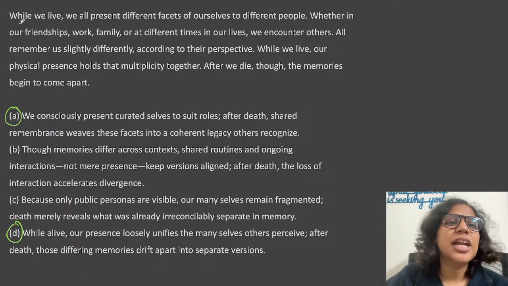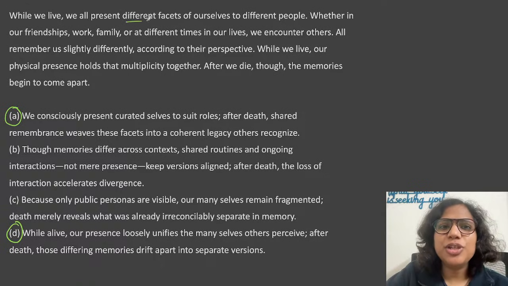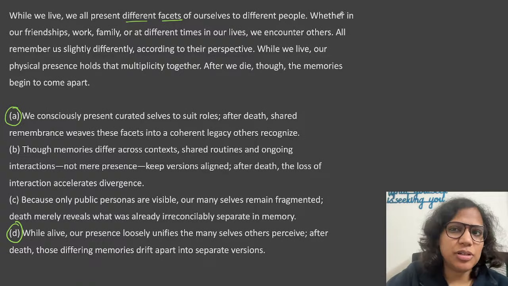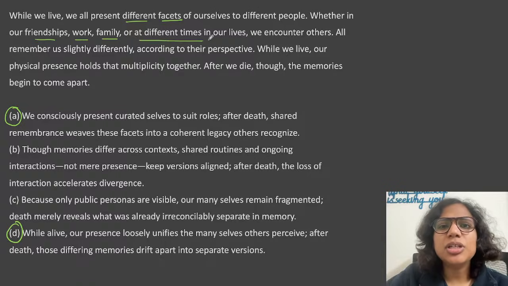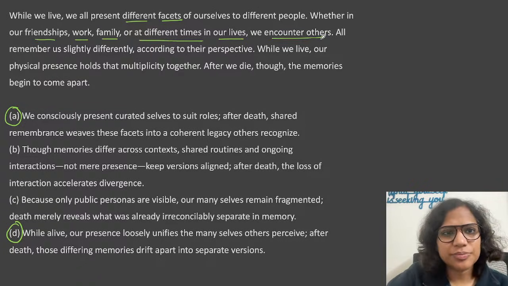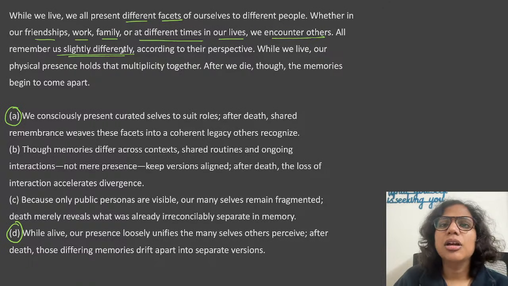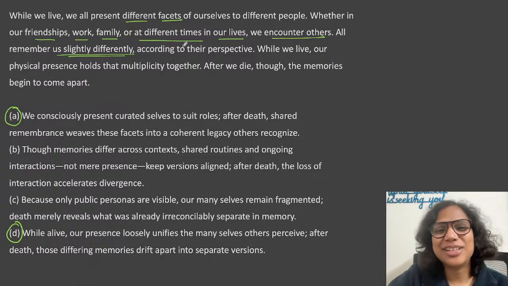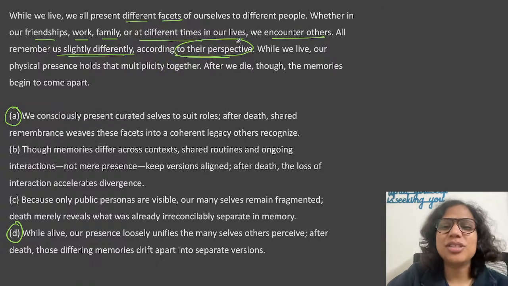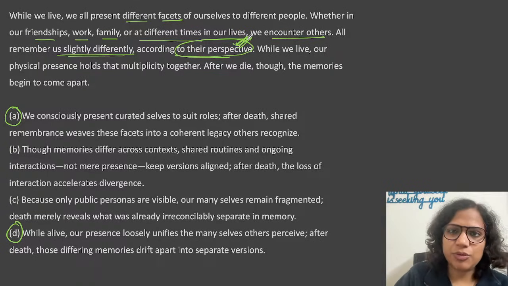Okay, let's go. While we live, we all present different facets, different aspects, different perspectives of ourselves to different people. Whether in our friendships, work, family, or at different times in our lives, we encounter others. All remember us slightly differently. So I may be a very nice person to my friend, but probably not to my family, right? Just giving an example. So all remember us slightly differently according to their perspective. This is a very powerful sentence, I believe, that we always think we are not nice people, but actually people remember us according to their perspective.